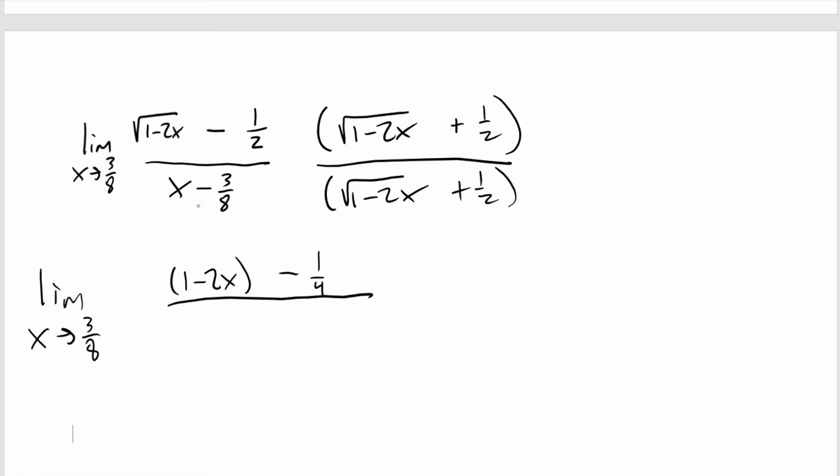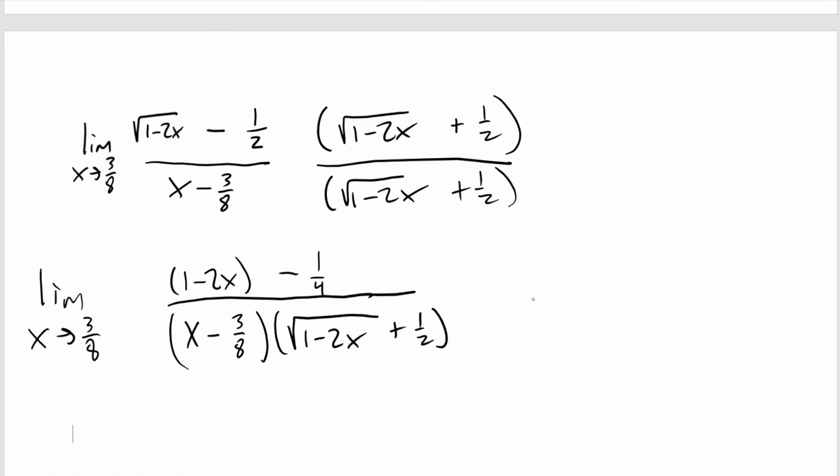Okay. Now down here, you end up with that factor times all this thing. Okay, so we got rid of the square root on top. That's pretty nice, right? So let's simplify here and see what happens. We got the limit as x goes to 3/8. Okay, so then this was going to be 3/4 minus 2x, just combining these constants.